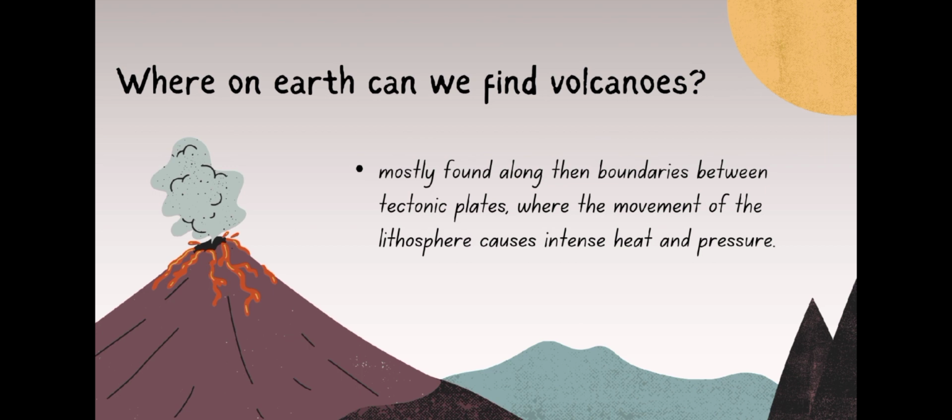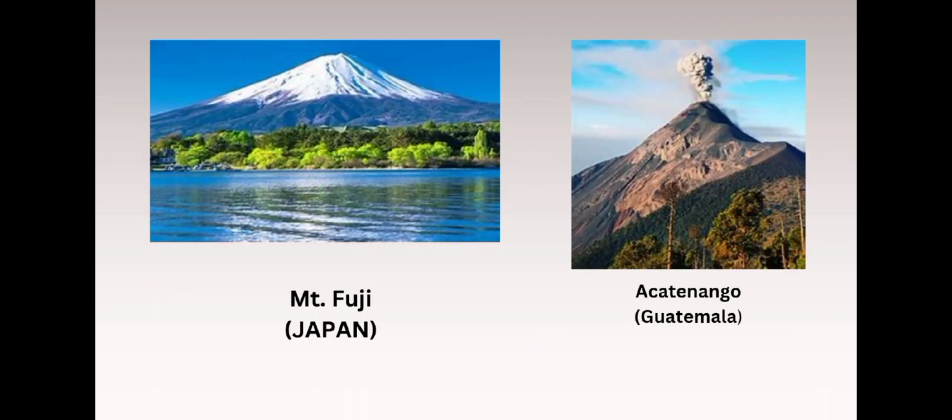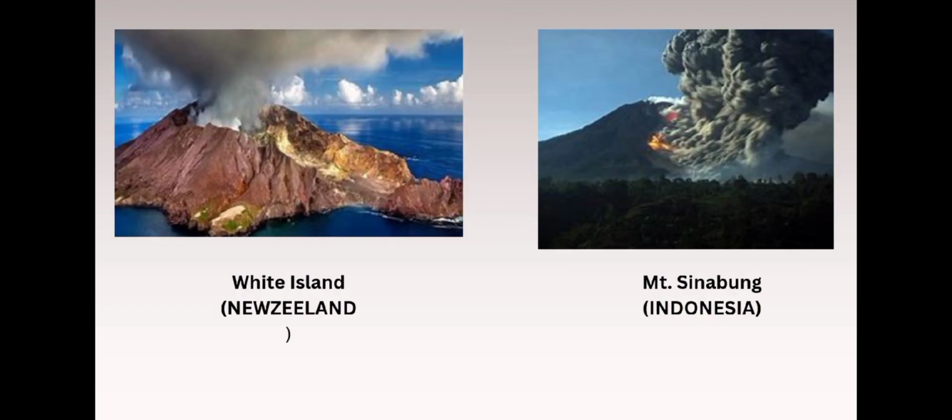So, where on Earth can we find volcanoes? Mostly found along the boundaries between tectonic plates, where the movement of the lithosphere causes intense heat and pressure. Volcanoes may also form at hotspot areas away from the plate boundaries where magma breaks through the lithosphere and erupts. So here are some famous volcanoes: Mount Fuji from Japan, Acatenango from Guatemala, White Island from New Zealand, and Mount Sinabung from Indonesia.